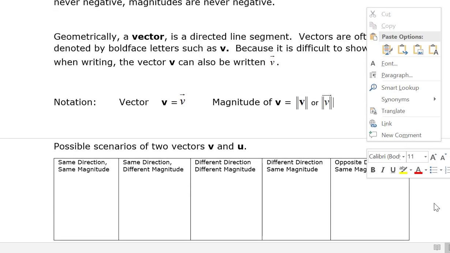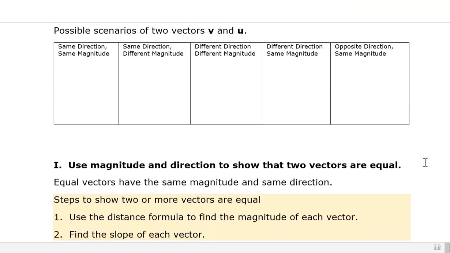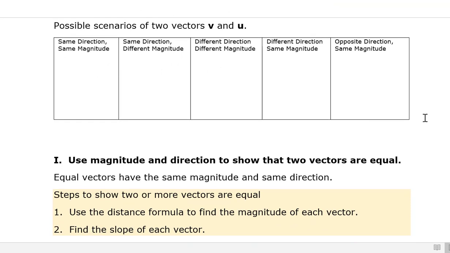So I'm going to draw a couple vectors and show you a couple different scenarios here. The first scenario is two vectors, V and W. And since I'm handwriting them, I'm using the V with the arrow. It's kind of a half arrow. And then the W with that arrow. Now these two vectors have the same direction and the same magnitude. So they're considered equal. So two vectors with the same magnitude and same direction are considered equal.